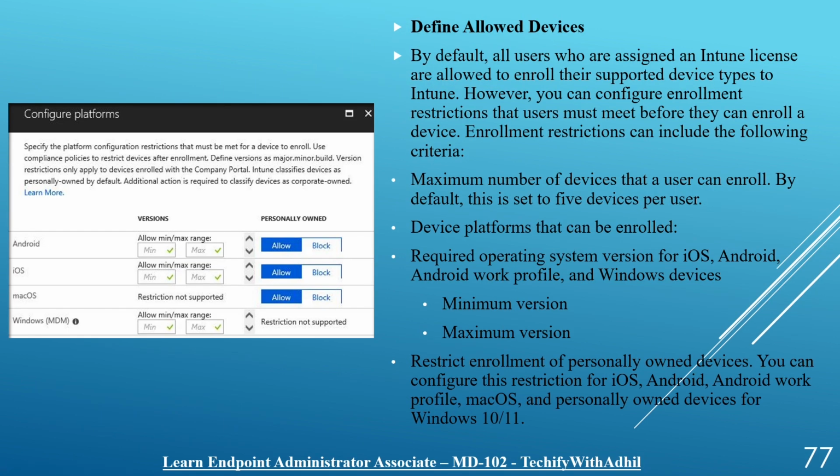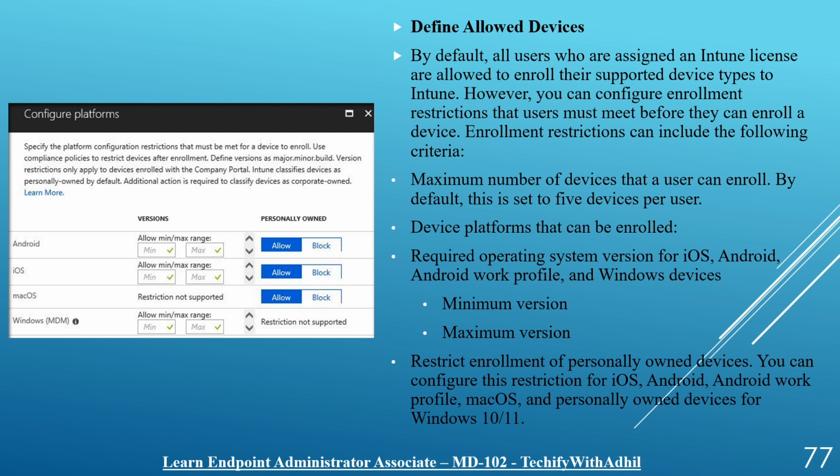So, define allowed devices. By default, all users who are assigned an Intune license, that's a very basic first step. You should have an Intune license for enrolling. So all users who are assigned Intune licenses are allowed to enroll their supported device types to Intune. However, you can configure enrollment restrictions that users must meet before they can enroll a device. Enrollment restrictions can include the following criteria, like the maximum number of devices that a user can enroll. By default, this is set to 5 devices per user.